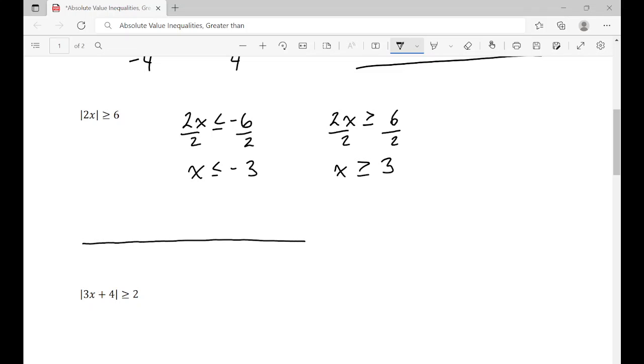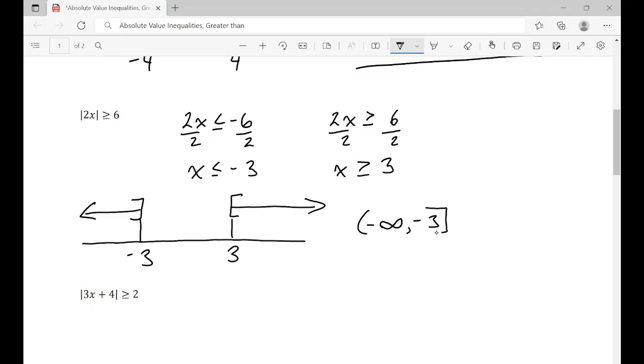So when I draw my graph, negative 3, then positive 3, this is less than or equal to negative 3, so this gets a bracket going to the left forever. And this is greater than or equal to positive 3, so it also gets a bracket over 3 going to the right forever. And in interval notation, since it goes to the left forever, negative infinity up to negative 3, which gets a bracket, union, and then a bracket again because of positive 3 to infinity. There's the answer for this one.